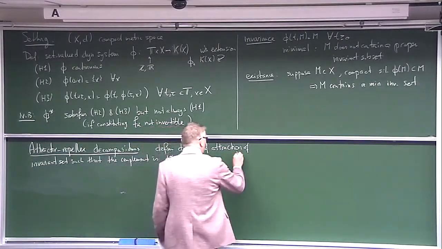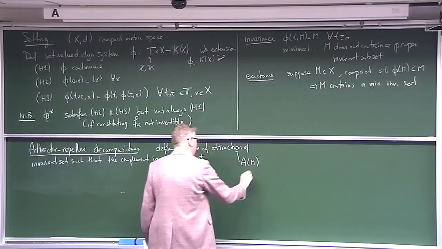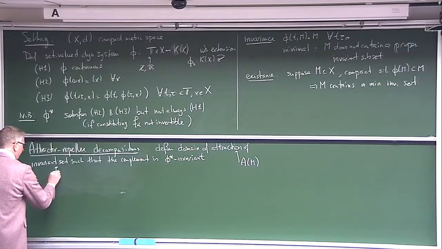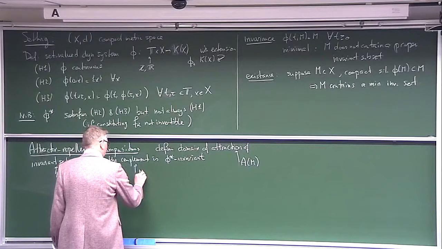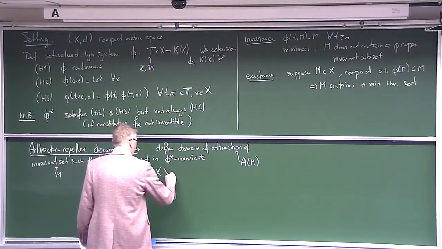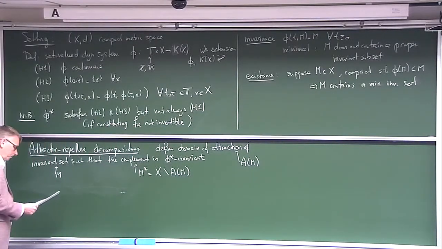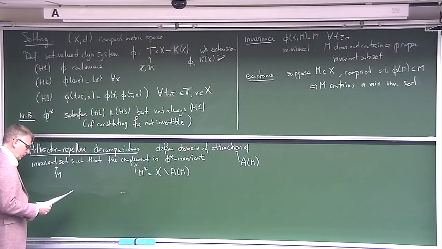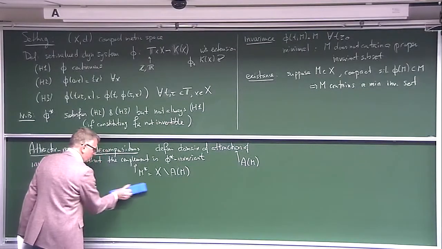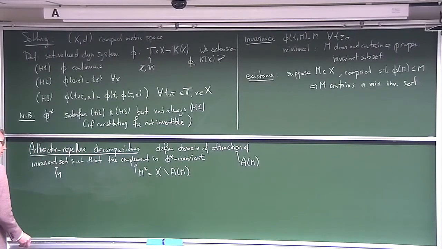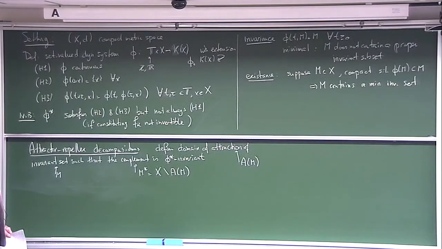So the domain of attraction I will call A of M, where the invariant set is called M, and the complement is called M star. This is X minus A. Okay, so the definition of A will be given, and then we show that this basically works.